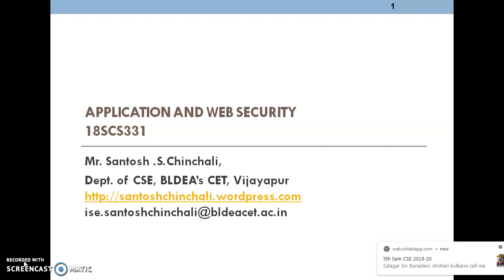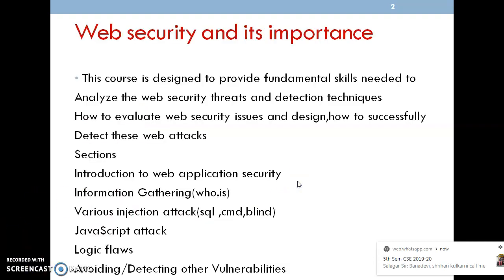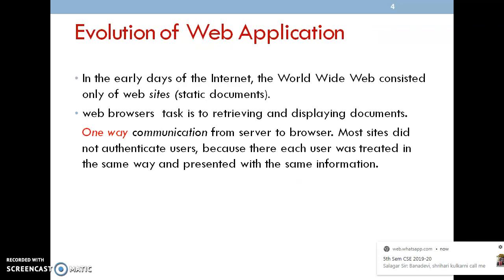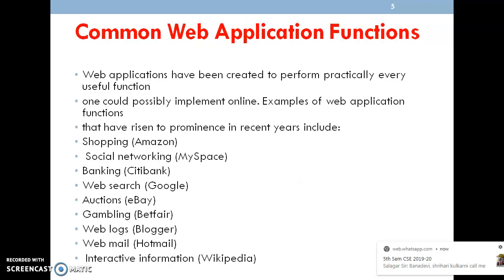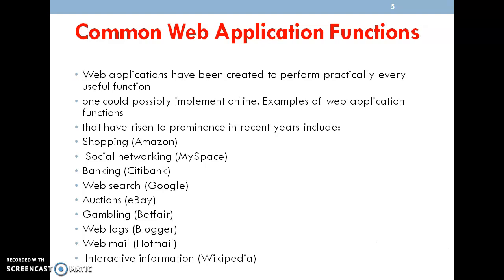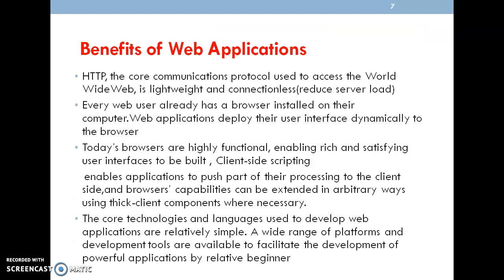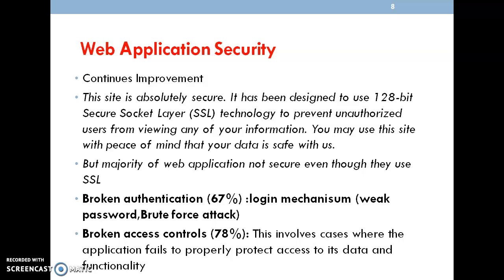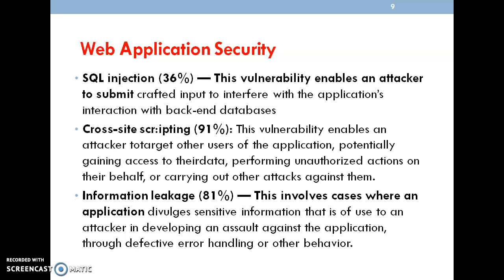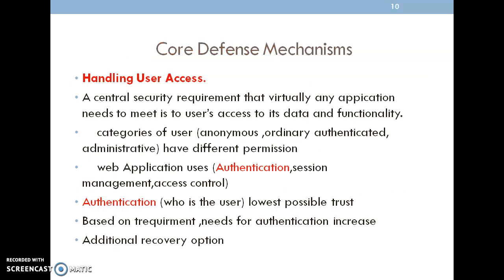In the previous class, I explained the introduction to web, what is the use of web security and its importance, then the evolution of web applications, and common web application functions, like the social sites, banking, and blogs that we use. We have many applications. Then what are the benefits of web applications? Then web application security. Different types of attacks will happen during the transmission of data from a browser to server. These concepts we have studied.